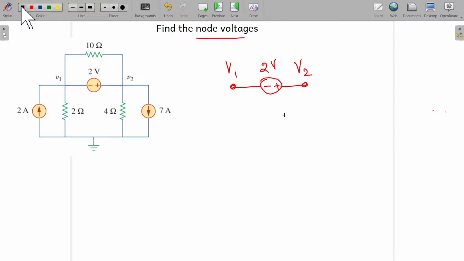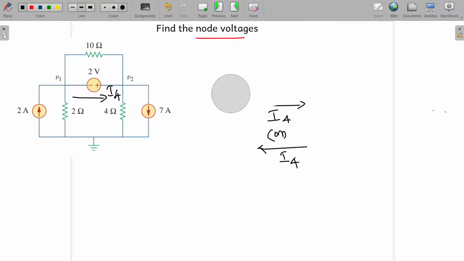So you can mark the current direction either like this. This could be your I4, or you can take the current direction like this as I4. So if you mark any arbitrary current direction and name it as I4, can you solve this? Solving means what? We want to find the nodal voltages. That means finding this V1 and V2.